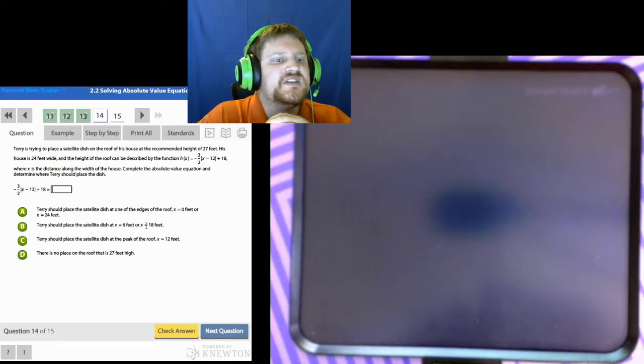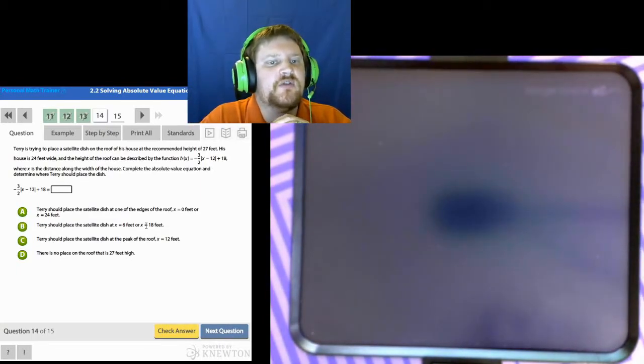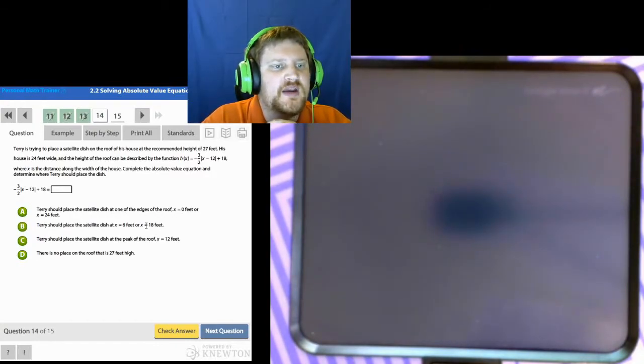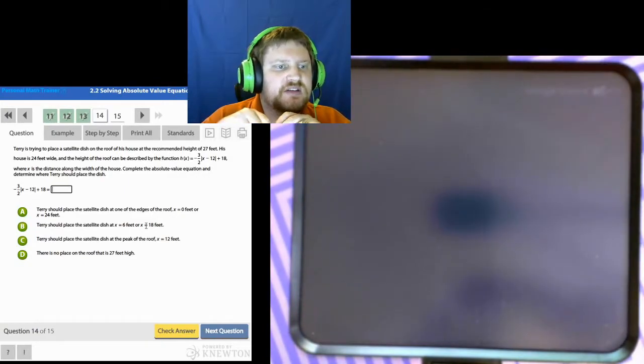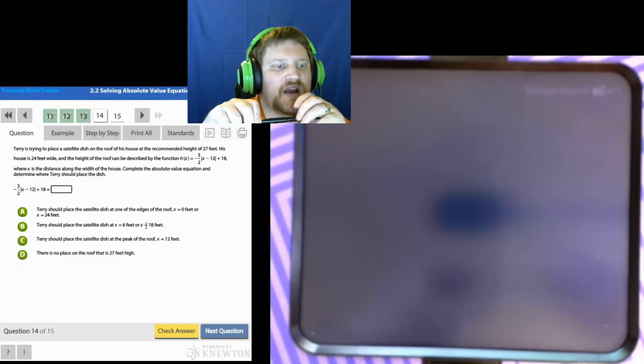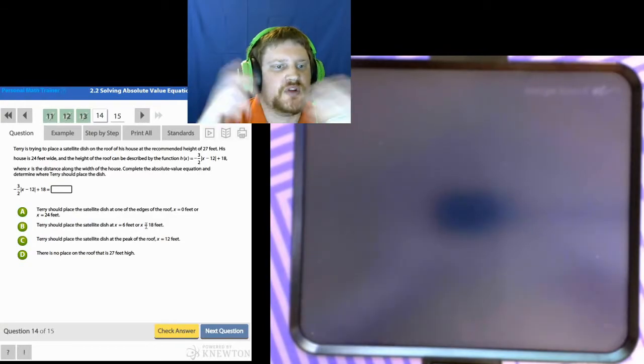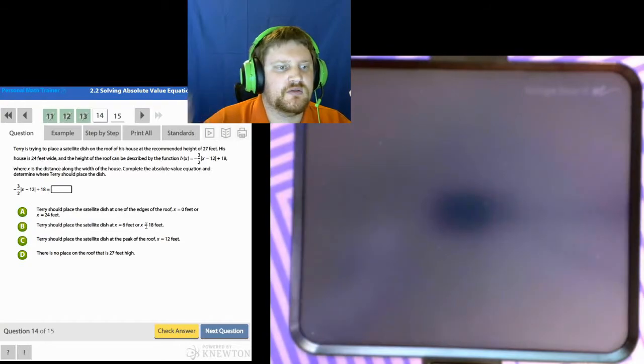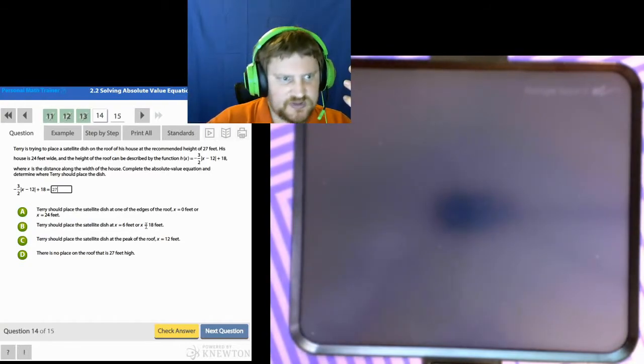Terry is trying to place a satellite dish on the roof of his house at the recommended height of 27 feet. His house is 24 feet wide, and the height of the roof can be described by the function, where x is the distance along the width of the house. Complete the absolute value equation and examine where Terry should place the dish. So he wants it at a recommended height of 27 feet. So clearly, this has to equal 27.